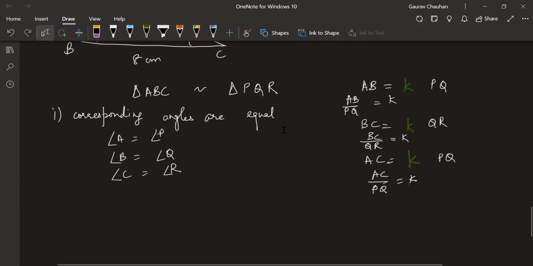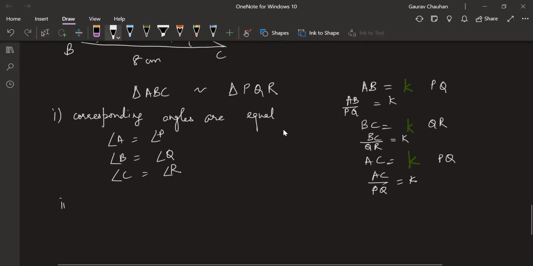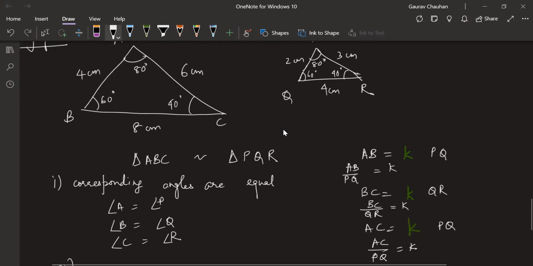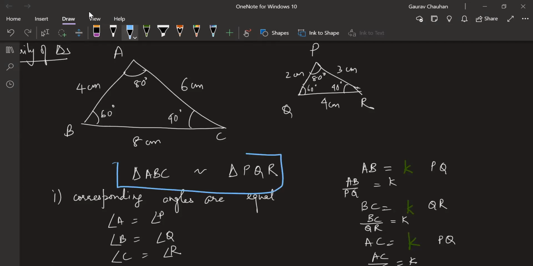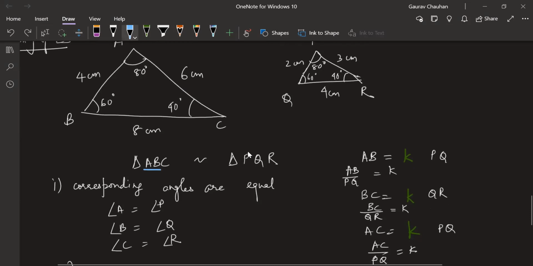So in a nutshell, what's happening here is if I take the ratio of the corresponding sides, given that this is my similarity statement, triangle ABC is similar to triangle PQR, so A corresponds to P, B corresponds to Q, and C corresponds to R. In such a situation, the ratio of the corresponding sides AB and PQ gives me K, some number. In this example, I'm getting 2. It can be any number.